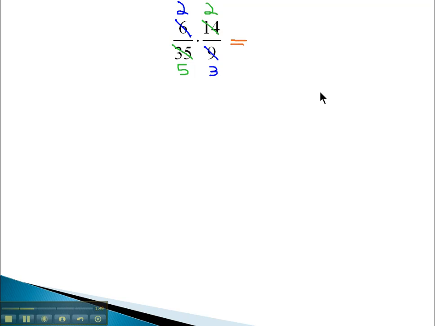We're now ready to multiply together the nicer, smaller numbers. In the numerator, 2 times 2 is 4, and in the denominator, 5 times 3 is 15. And we get our final product when multiplying the fractions together of 4/15.